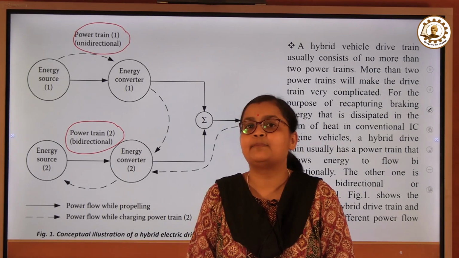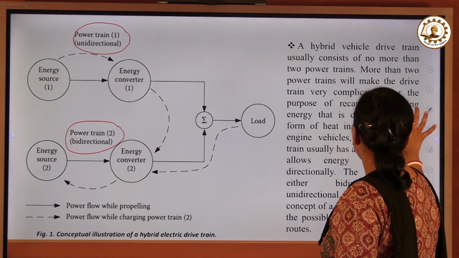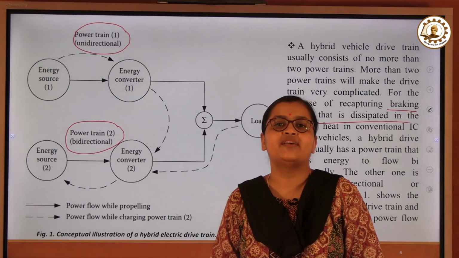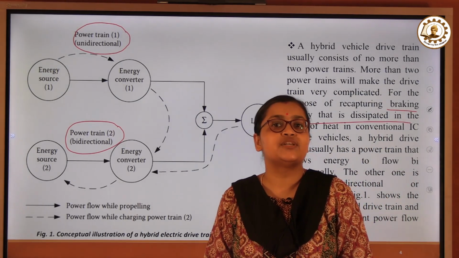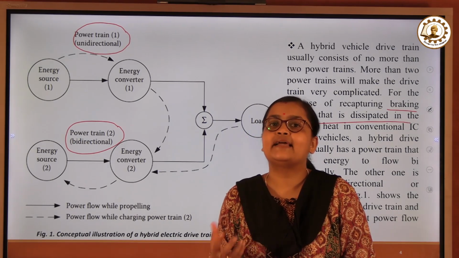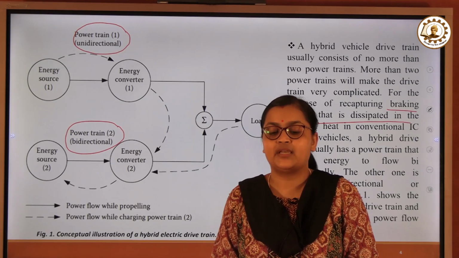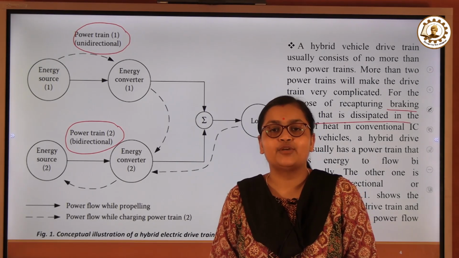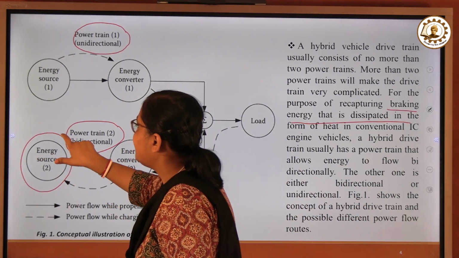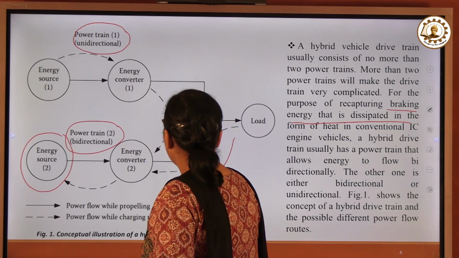Now what is the need for that bidirectional powertrain? This is illustrated by this point. In most vehicles, whenever they are braking, the kinetic energy is lost, but this hybrid vehicle has a function of getting that energy back in the form of regenerative braking. When the vehicle is braking, the kinetic energy can be utilized to charge powertrain 2. That's why powertrain 2 is receiving power from powertrain 1 as well as from the load.